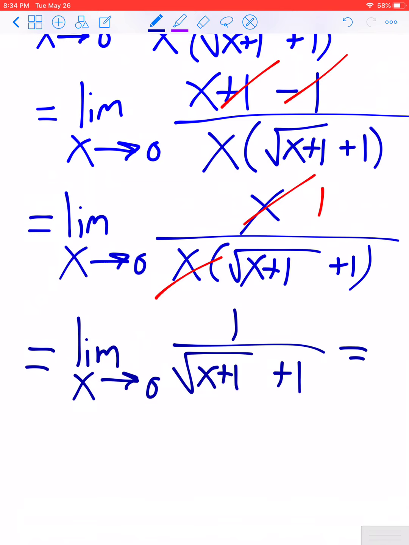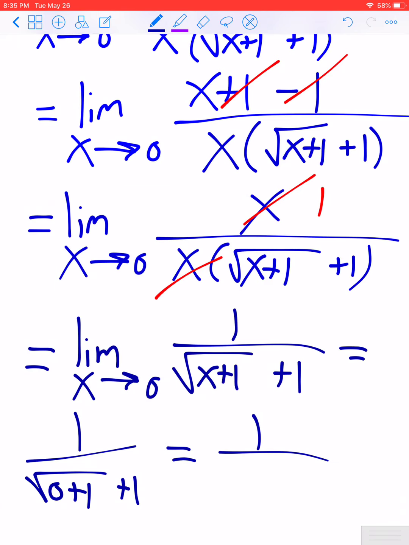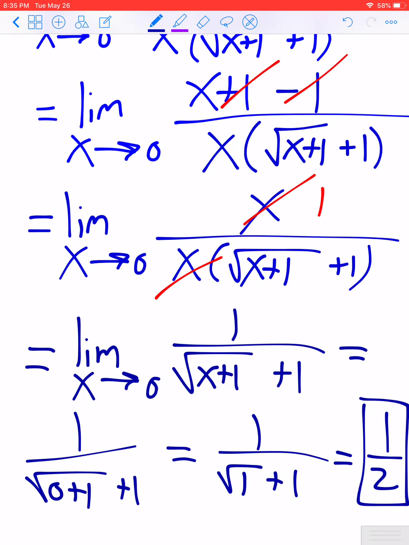So now we can actually find the limit via direct substitution. Everywhere we see an x, put a 0. This is going to be 1 divided by the square root of 1 plus 1, which is 1 plus 1, which is 2. So the limit in this one is 1 over 2, or a half.